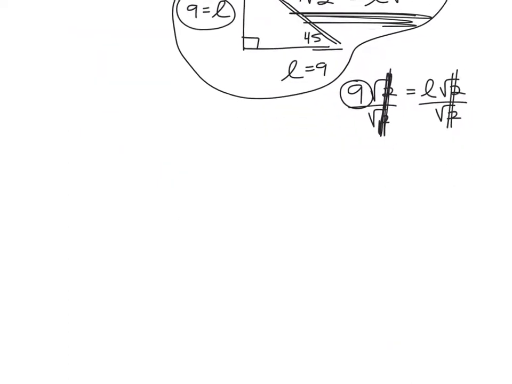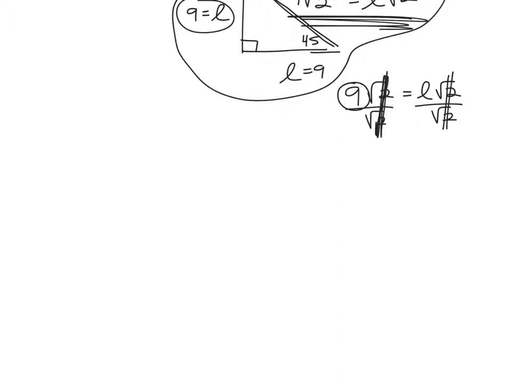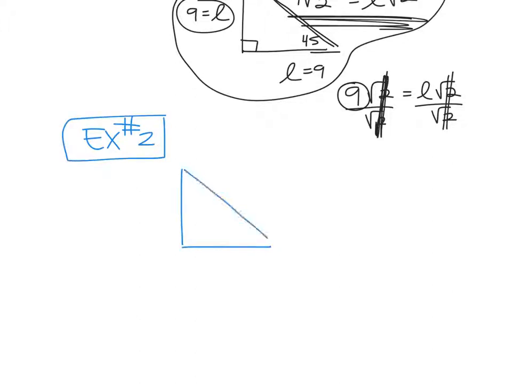Okay. Here's where it gets a little more challenging. You have a 45, 45, 90. Oops, that's a 5. The hypotenuse is 10, and we want to know what x is. Now here's the deal. Our hypotenuse, we said, was L rad 2.